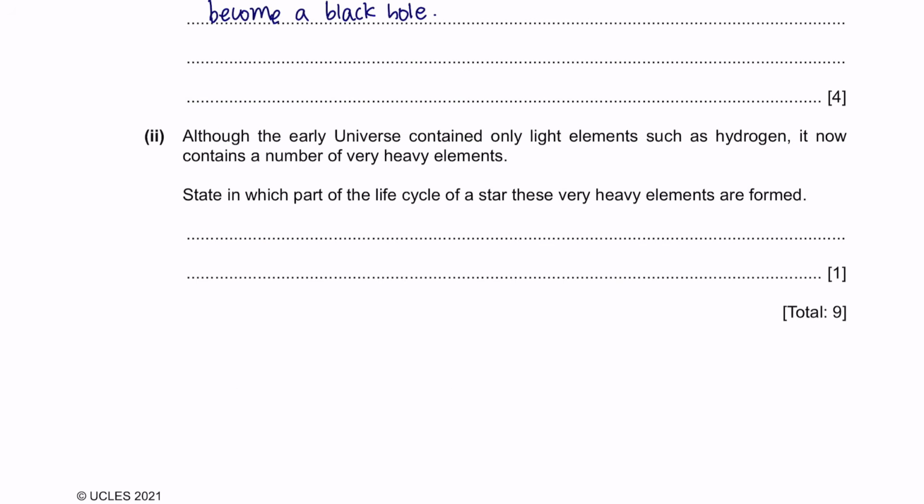Part 2. Although the early universe contained only light elements such as hydrogen, it now contains a number of very heavy elements. State in which part of the life cycle of a star these very heavy elements are formed. We went through this in the MCQ question previously. This happens during the explosion of a supernova.